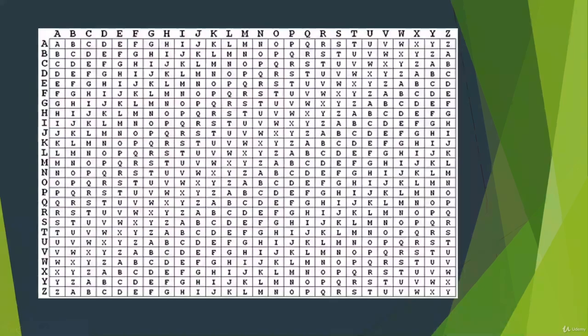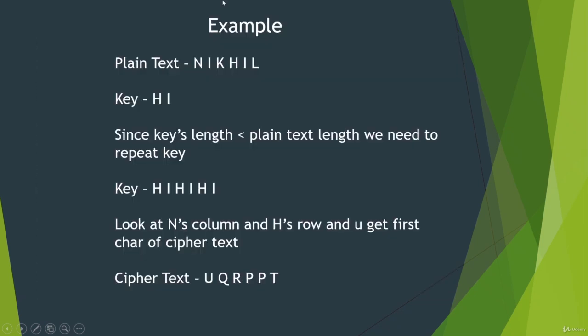So let me explain. This is the table. I have taken this photo from the internet, because I cannot create such a large table in the PPT. So we have rows A, B, C, D, E, F, G, H, I, J, and on to Z, and here columns A to Z. Now let's take an example.